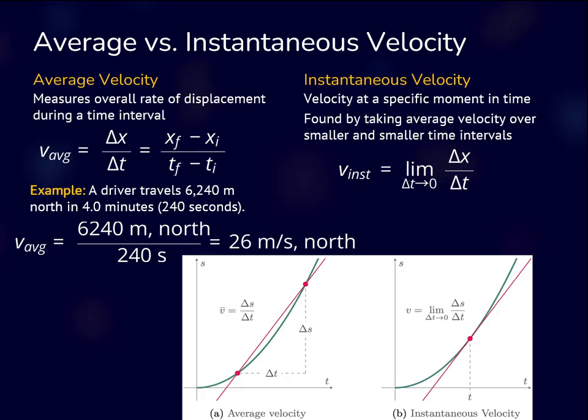Then, the average velocity is equal to 6,240 meters divided by 240 seconds, which is equal to 26 meters per second north. That tells us the sled moved, on average, 26 meters per second north over the entire trip. But at any given instant, maybe starting out slow, then speeding up, or pausing to steer, the sled had a different instantaneous velocity. Scientists, and specifically physicists, use tiny time intervals to zero in on that exact moment-to-moment motion. That is called instantaneous velocity.